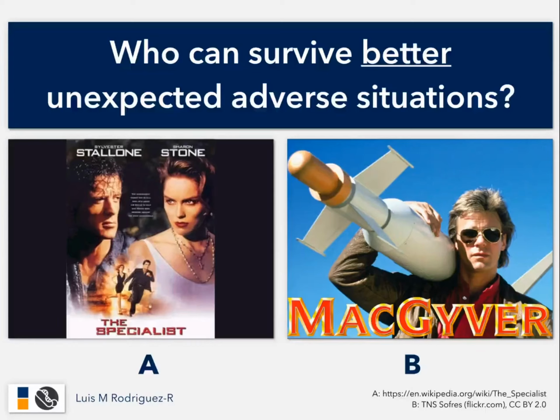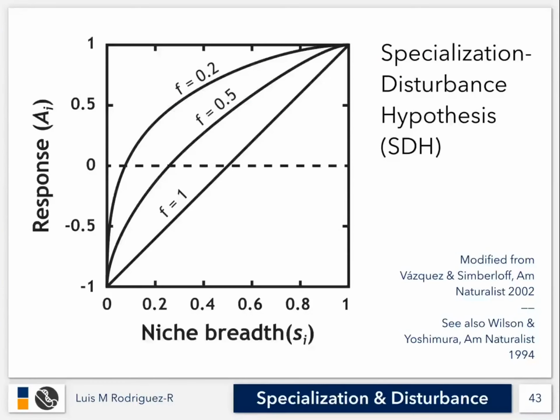And I don't have all the responses yet, but the picture is very clear. You all think that MacGyver can better survive unexpected adverse situations. And the key word here is unexpected, right? We don't know what to expect, so we cannot really prepare for one thing. The best we can do is maybe prepare somewhat okay for everything we can think of.